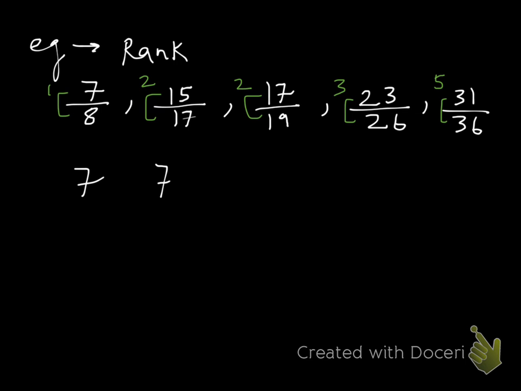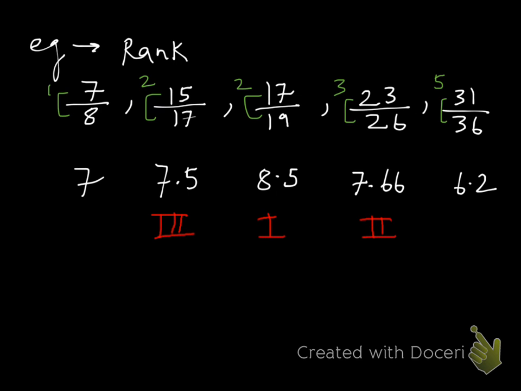7 by 1 is 7, 15 by 2 is 7.5, 17 by 2 is 8.5, 23 by 3 is 7.66, and 31 by 5 is 6.2. The ranking is pretty straightforward now. The highest number will get rank 1, followed by second, then third, then fourth, and 6.2 as the last. Alright.